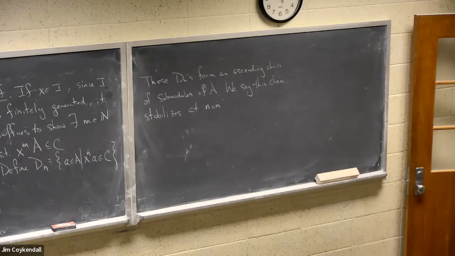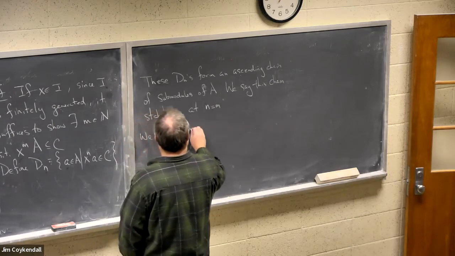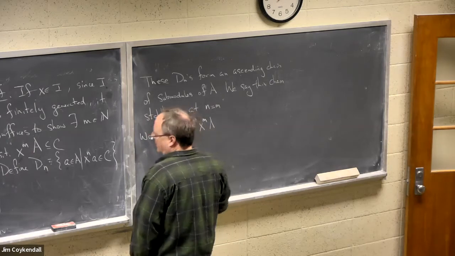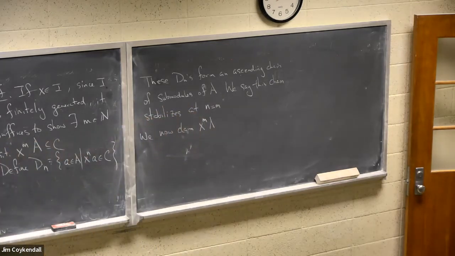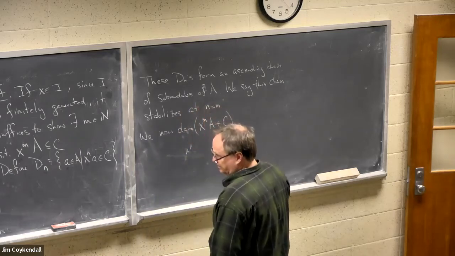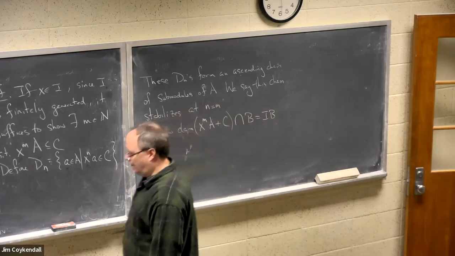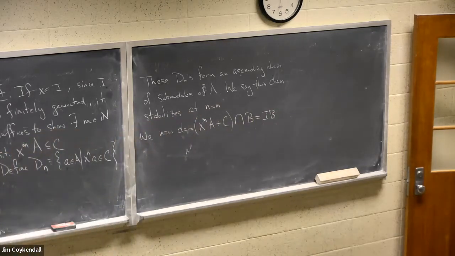And so I'm going to now make this claim: x to the m times A, where m is a place where it stabilizes, x to the m A plus C intersect B is equal to IB.